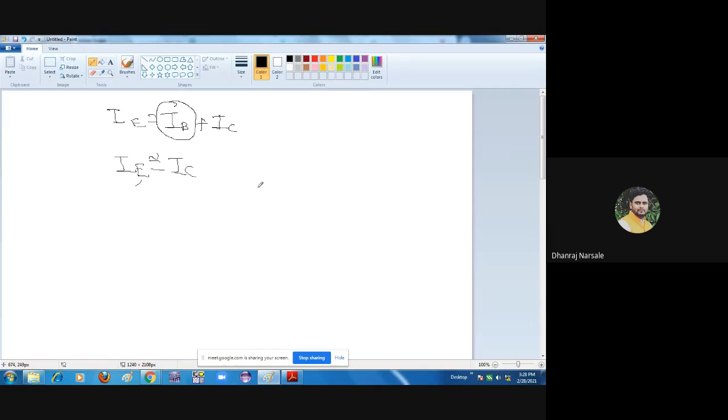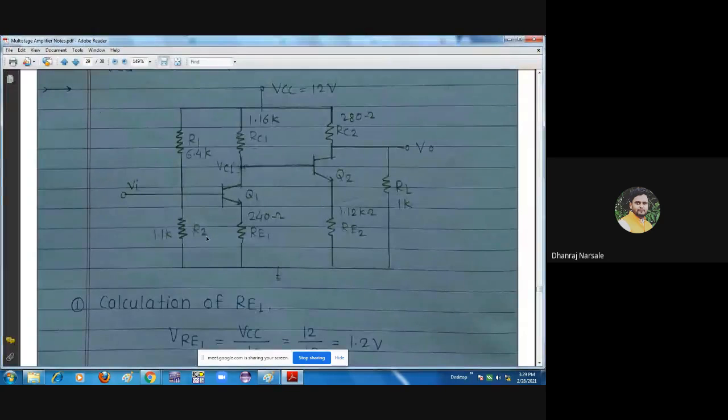VR2, so first equation by applying KVL to the base loop, VR2 is equal to VB1 plus VR1. This is the equation number 1. Now see what the second equation will be. This is the first equation.